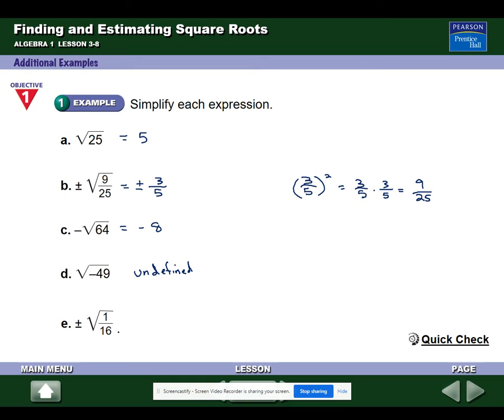All right, and then finally this fraction. What number times itself would give you 1/16? Again, it's going to be plus or minus. And then what fraction times itself gives you 1/16? That's actually 1/4. And I tried to explain that one just a little differently than I did this one, but I could explain it just the same. The square root of 1 is 1, the square root of 16 is 4, and it's plus or minus. Okay?